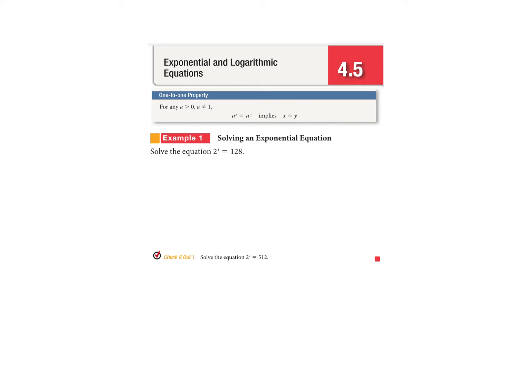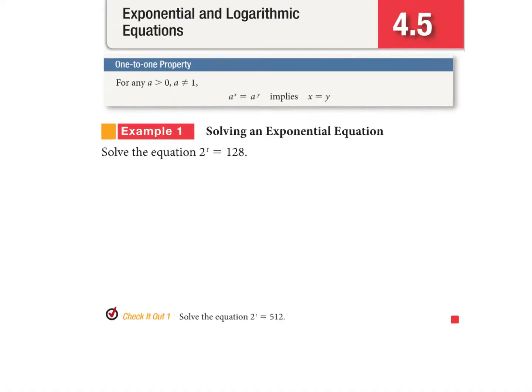All right, welcome everyone. This is Math 111Z, and this is where the fun begins. We are going to be solving exponential and logarithmic equations. This is section 4.5 in your text. All right, let's take a look here.